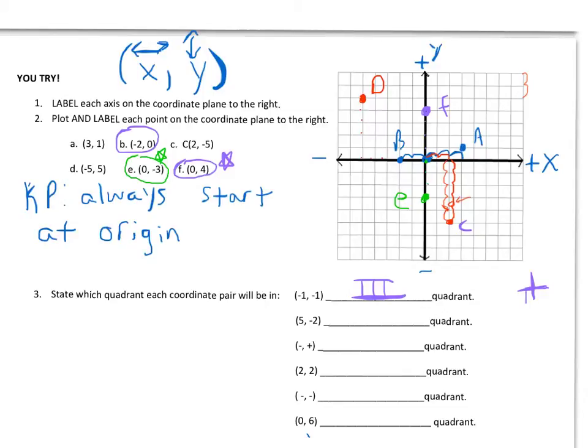For a 5, -2, I'm going to draw another one. So I would go right 5, and then I would go down 2. So what quadrant does that put me in? That puts me in quadrant number 4.